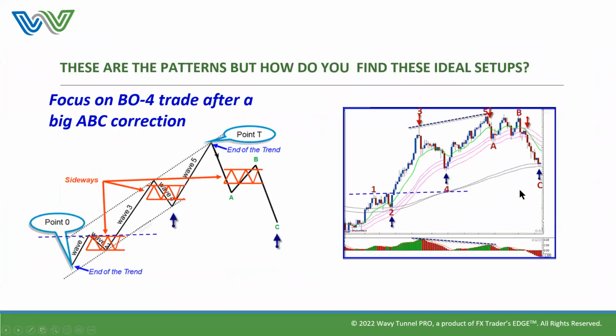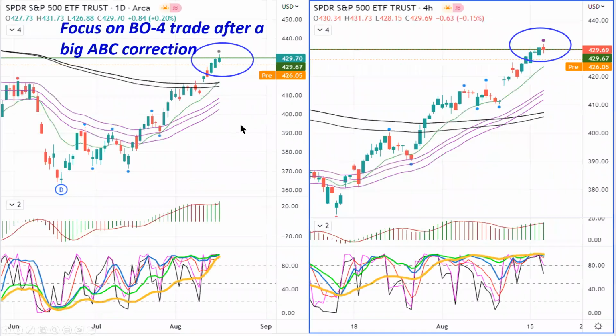Okay, so now let's get to the strategy. We're focusing on the breakout 4 trade after a big ABC correction. That's what we're focusing on. So we have a big ABC correction, and we're focusing on what's called the breakout 4 trade. Okay, the end of the wave C, the end of the wave C at the tunnel. Now, this is the S&P, okay, and our indicators have dots. So the gray dot or the gray arrow is our breakout 4 trade.